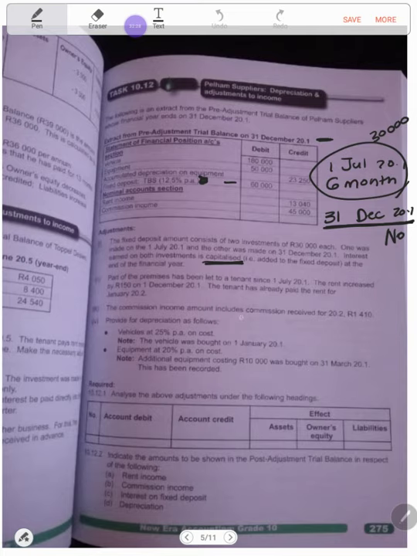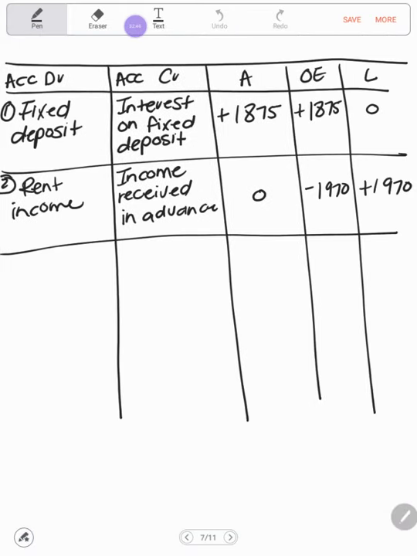Moving along to the commission income, 160 for the state. The commission income amount includes commission received for 20.2. What is our financial year? 20.1, which means 20.2 is out of our financial year, and it is 1,410 Rand. So no calculation is needed. Commission income will be debited because this is not the income for the financial period. Okay, and then again, income received in advance.